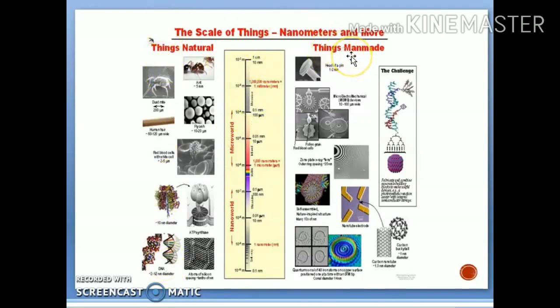If we consider man-made things, the head of a pin is 1 to 2 mm. Going further down to microelectronic materials and different nanostructures, as we saw earlier, the carbon buckyball has a 1 nanometer diameter. So that is how we can distinguish the scale of things that are naturally derived and those derived by man.